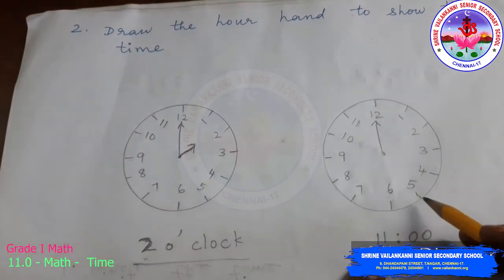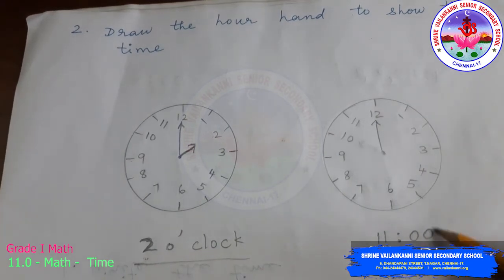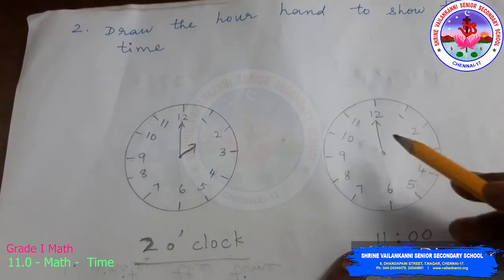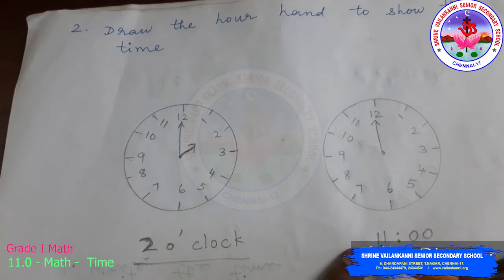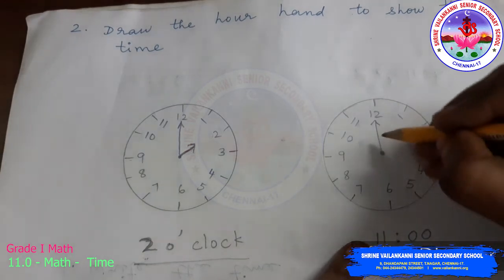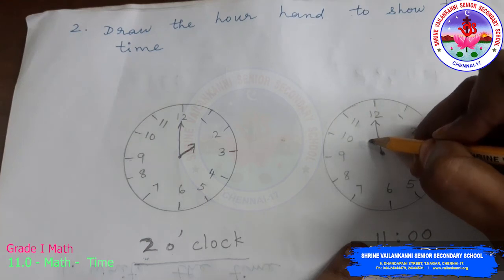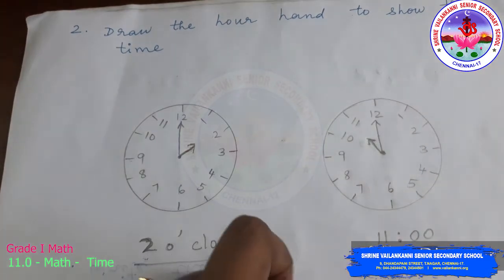Okay, now here the second sum, 11 o'clock. See, both are same. Okay, o'clock or 00, both are same. Okay, now the long hand, minute hand is pointing at 12. Now we want to draw the hour hand, that is the short hand. The hour hand should point at 11. Okay, because this is the hour, the number which comes here will be the minutes. This is hour, this is minutes. So the hour hand should point at 11. So I'll draw short hand pointing at 11.